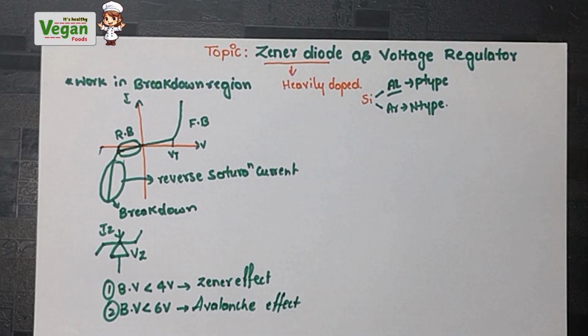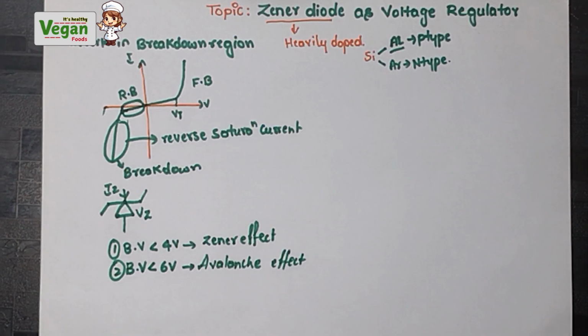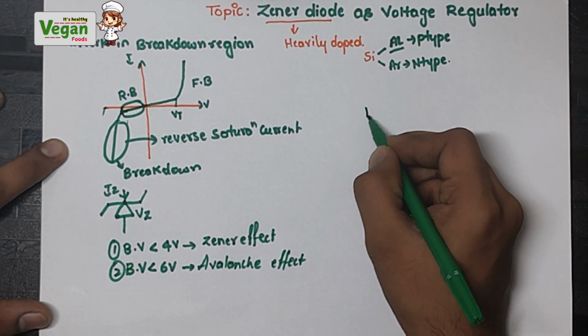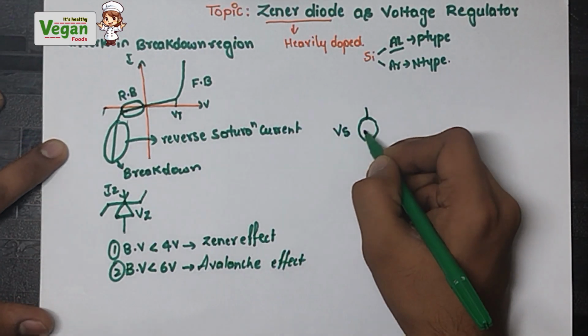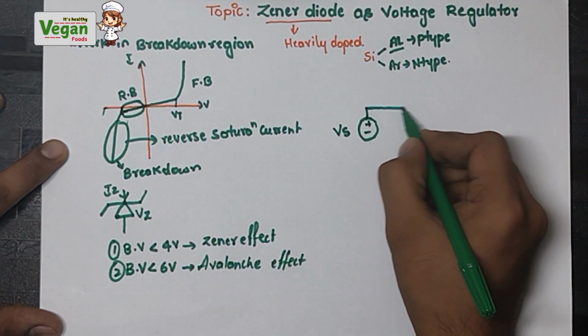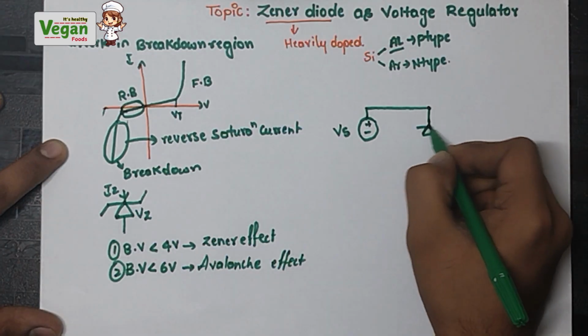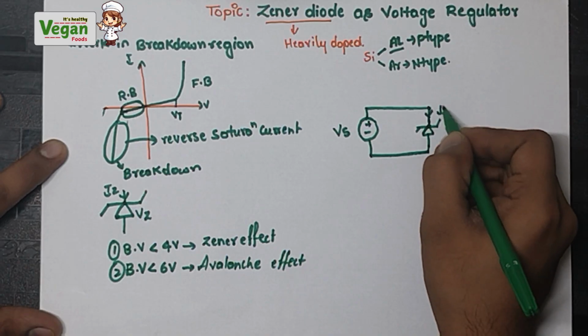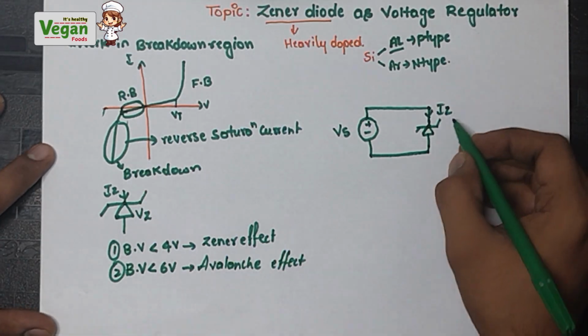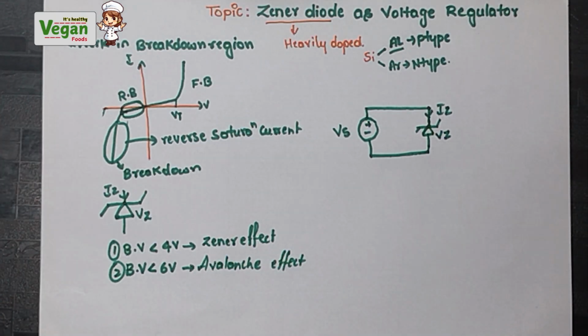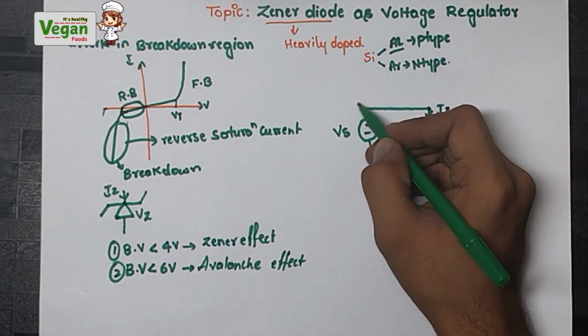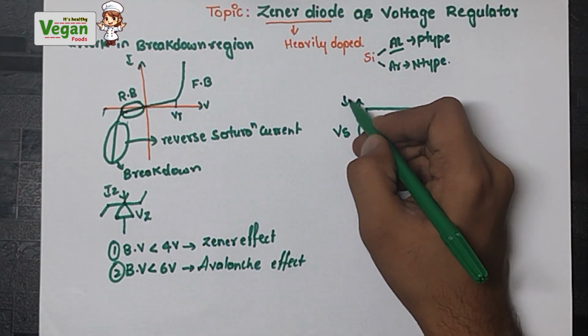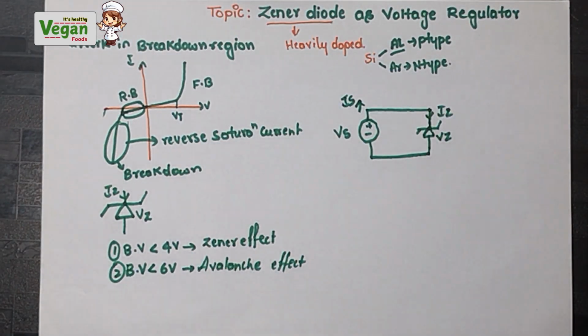Now let's consider a circuit to display the Zener diode operations. Let's take a voltage source called Vs. Vs means voltage source, and a Zener diode. The current flowing through the Zener diode is called IZ, that is the Zener current, and the voltage across the Zener diode is called VZ. Next, when the voltage is applied, the current will be produced because of the source. So it is called the source current.